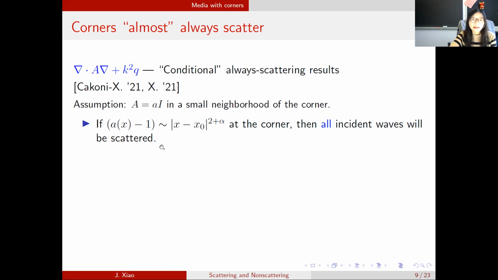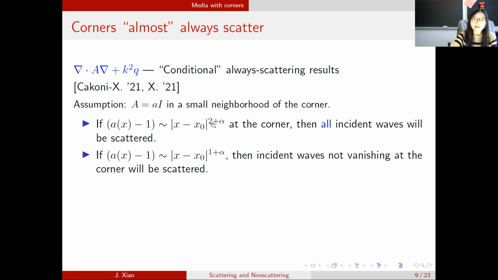We also have, if it doesn't vanish to the second order but only to the first order, that any incident field which doesn't vanish at the corner will also be scattered. This is also required for those results using free boundary problems: it requires that the incident field doesn't vanish at the corner. Then all those incident waves will also be scattered.